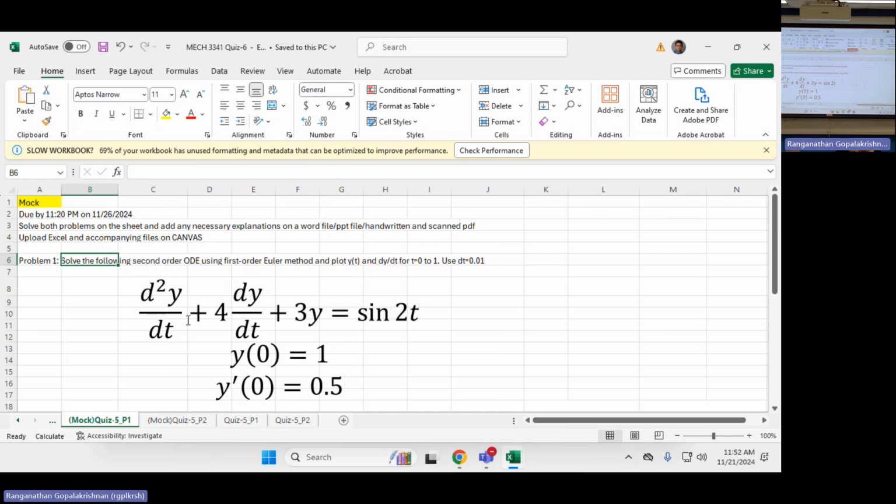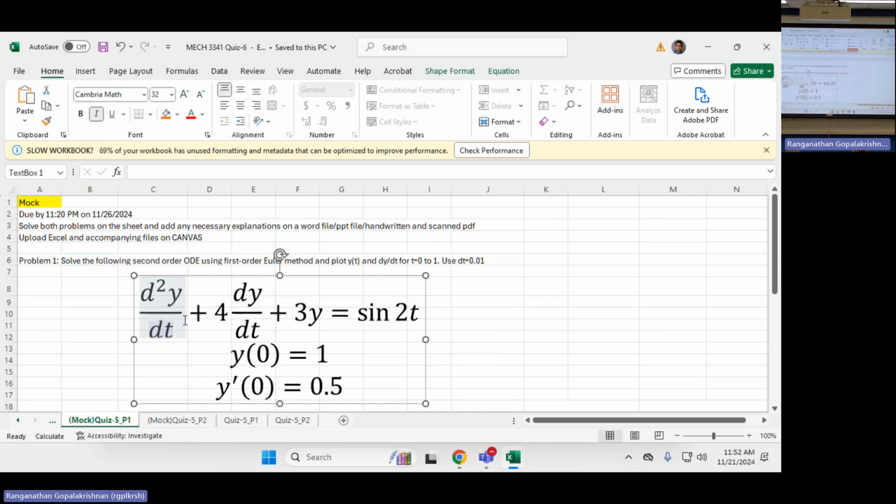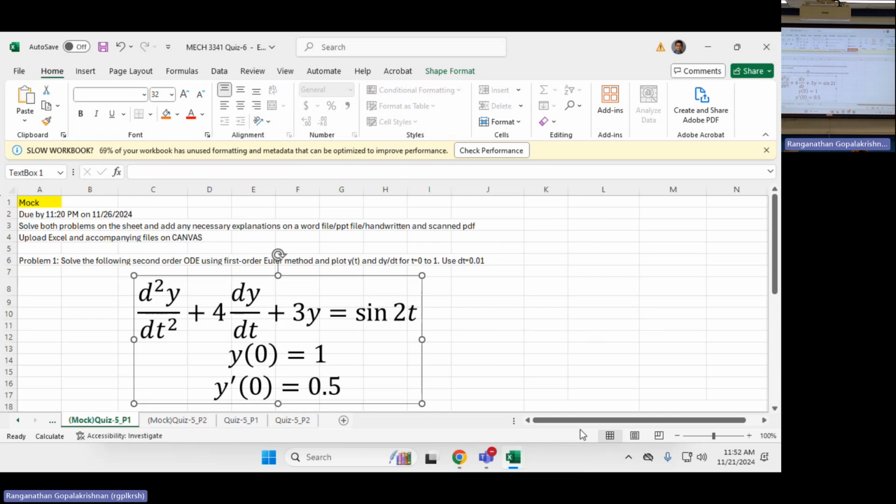The higher orders. So you want to call dy by dt equal to, say, z, which will make d squared y over dt squared equal to dz over dt. Reduce the order by doing a substitution. Okay, so let me fix that here. There's a small mistake. So let's do this problem now.